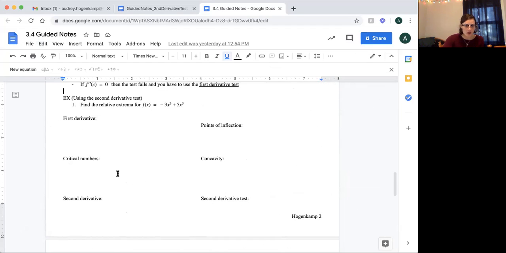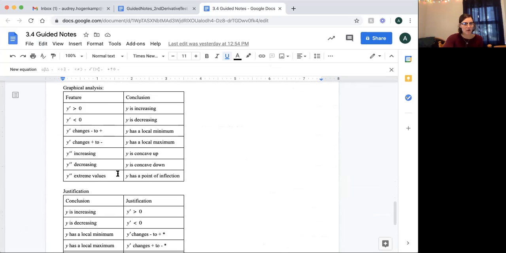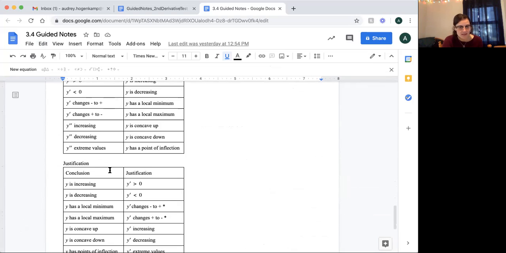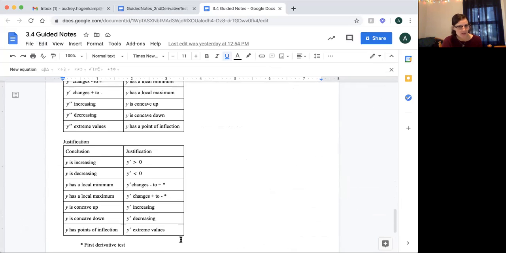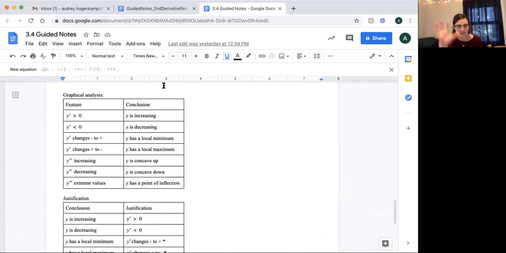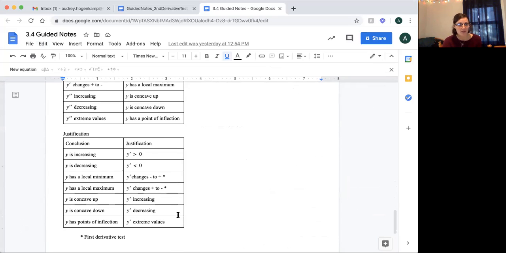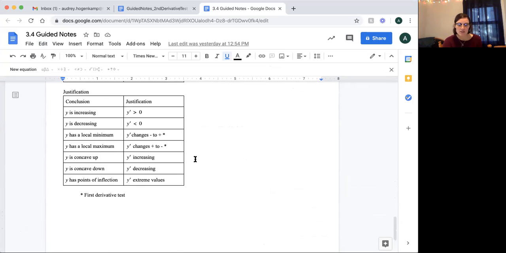And now, moving on, we have this handy little chart for graphical analysis. You can go ahead and read through these. If you have any questions, bring them to class. Hopefully this is pretty straightforward. It's consolidating what we have done in 3.3 and 3.4 with the first derivative test and increasing functions, and now the second derivative test and concavity, into a nice little table that hopefully you can reference if you need to.